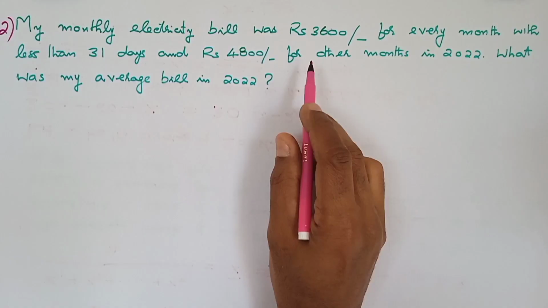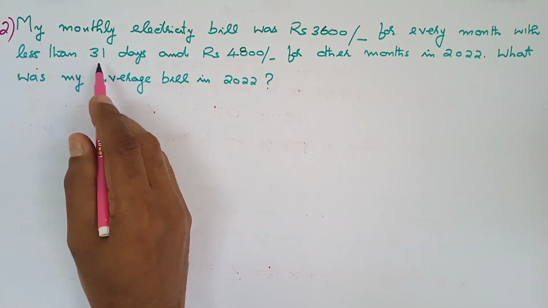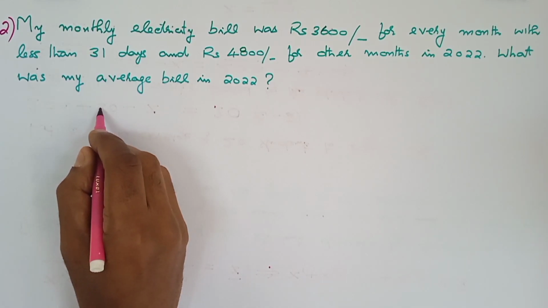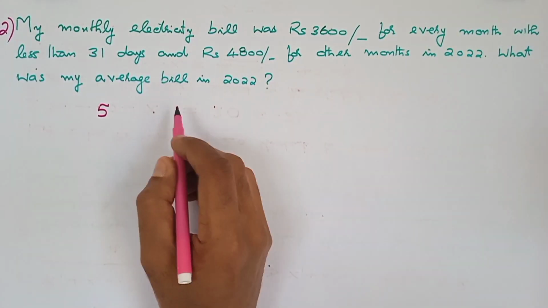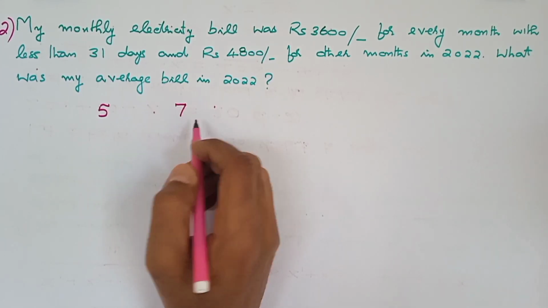It's a simple problem using the concept of average. See, how many months are there with less than 31 days? As you know, there are 5 months. Other months means months other than those with less than 31 days. Obviously, that will be 7 months.